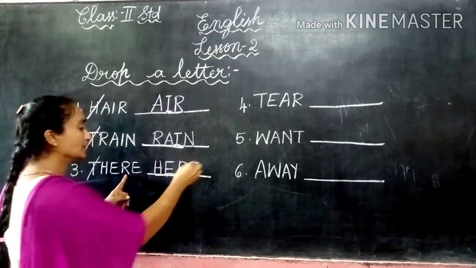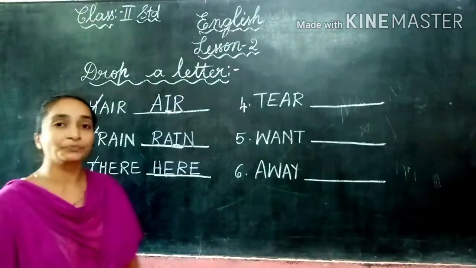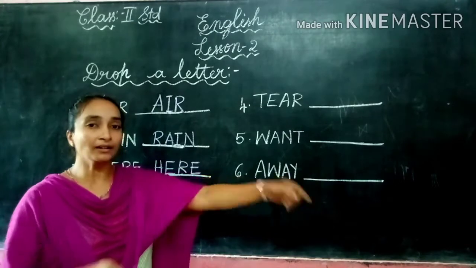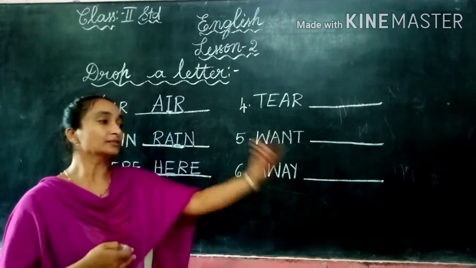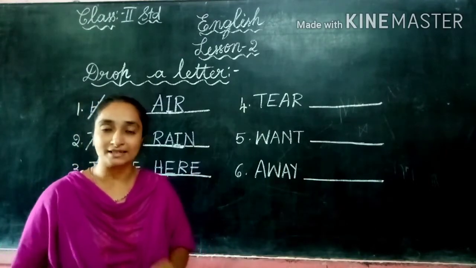H-E-R-E. The remaining letters I wrote here. So then what is the meaning of this word here? Here. H-E-R-E, here. There, here. Here, there. Here and there. So I got the two meanings.